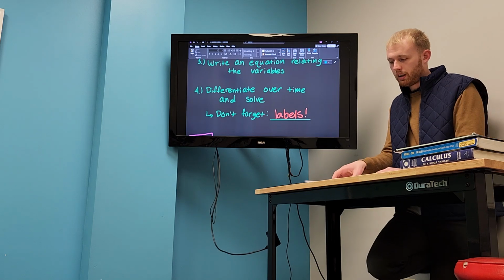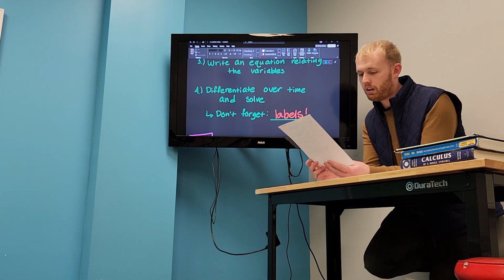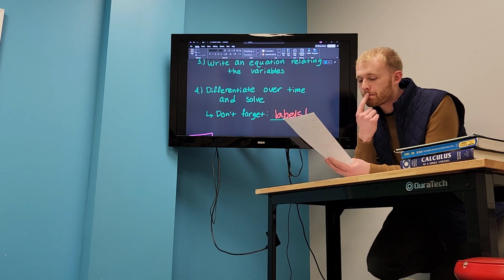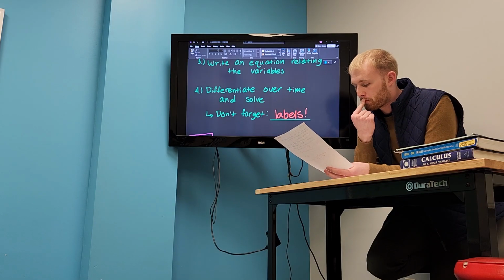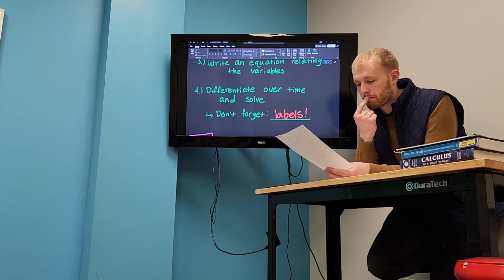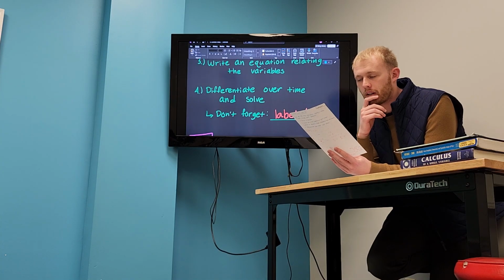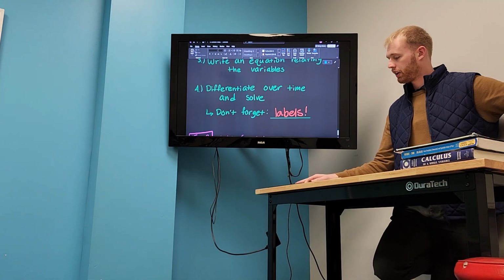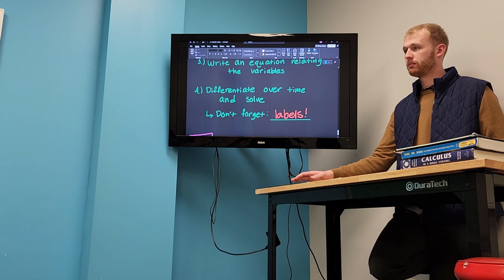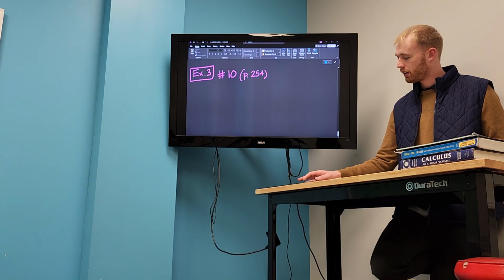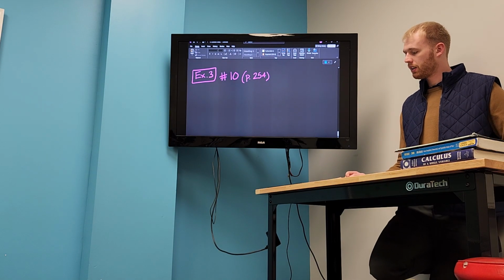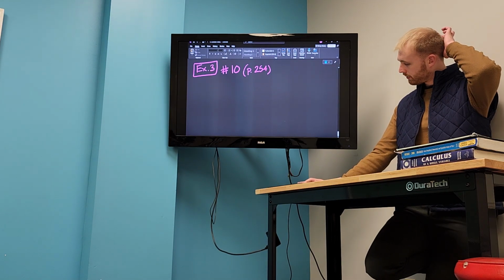Now I need to ask myself if we're actually going to do this problem here. Oh yes, this is our thing. Perfect. Are we good? Can I slide away? Okay. All right, here's our next example. Number 10 in your textbook, page 254. Find it.